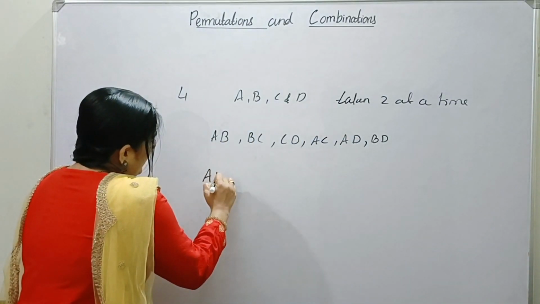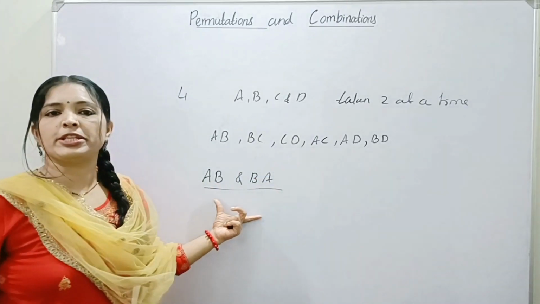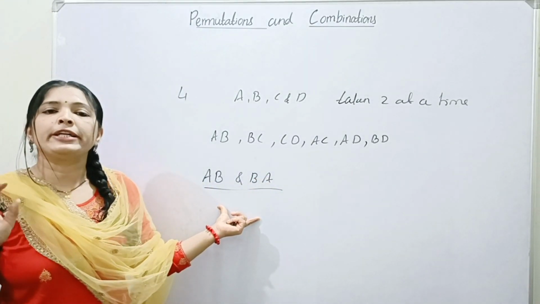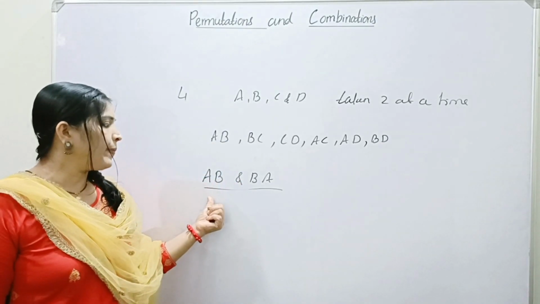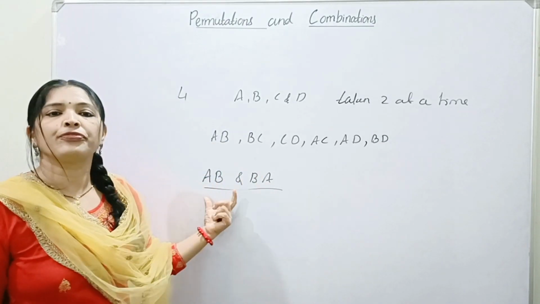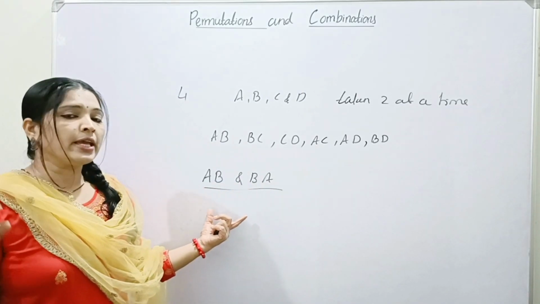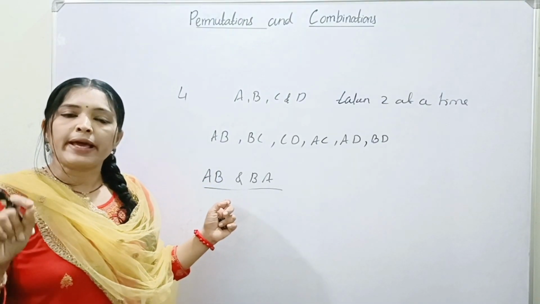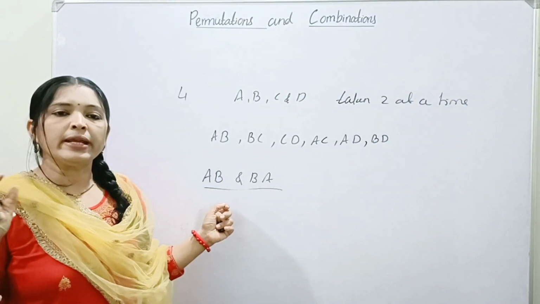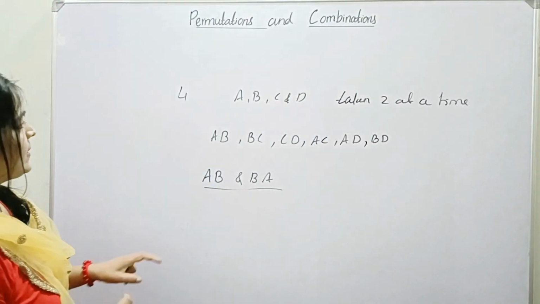Here AB and BA are the same in combinations. Why? Because order does not matter. Here order is not important. So AB and BA are the same in combinations. Then what about permutations? In permutations, AB and BA are different, right? Because their order matters.